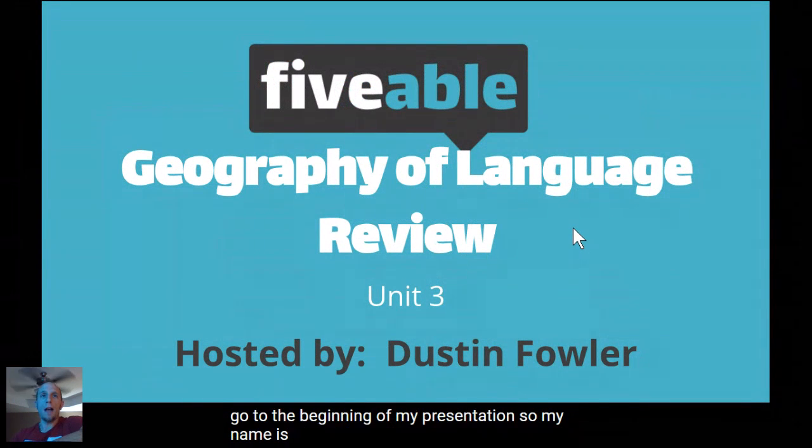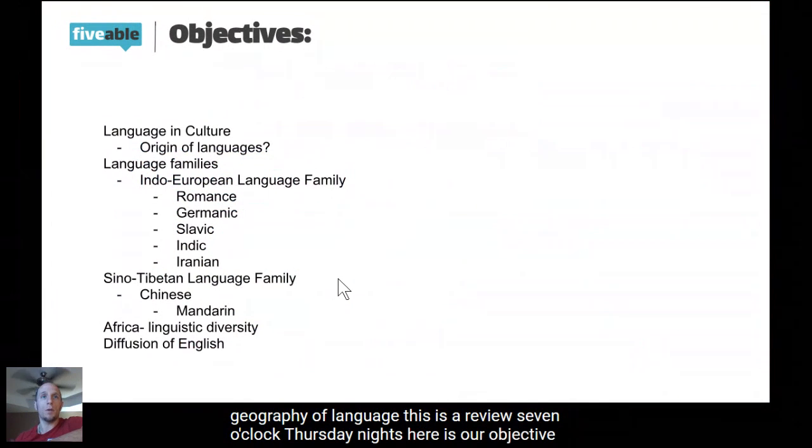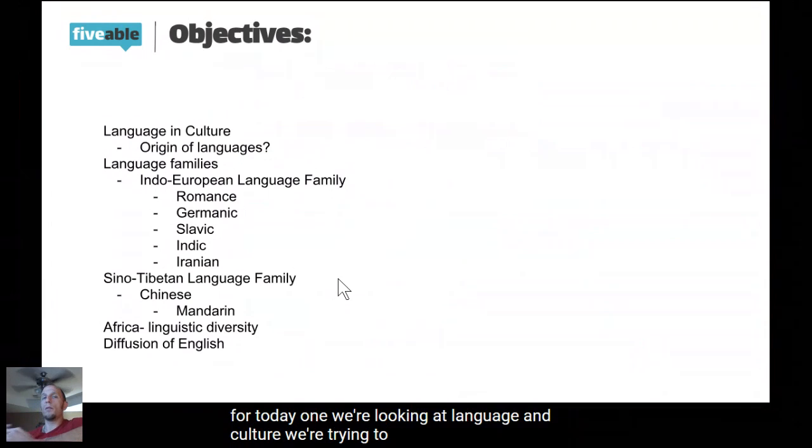So my name is Dustin Fowler. We're looking at the geography of language. This is a review, 7 o'clock Thursday night. Here are our objectives for what we're going to do today. One, we're looking at language and culture. We're trying to understand the origins of language.